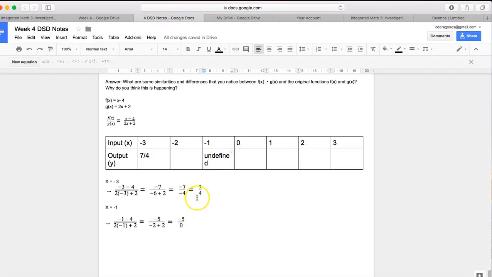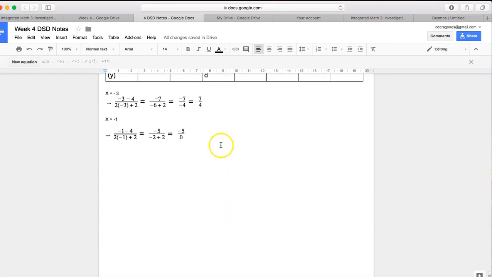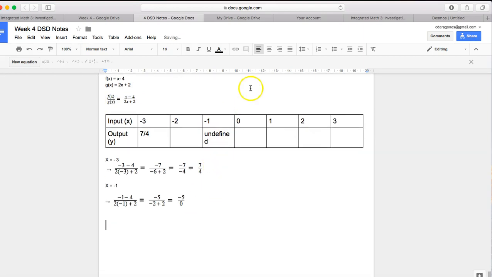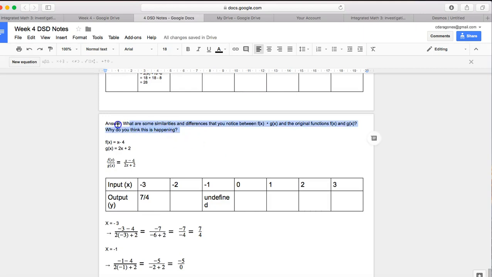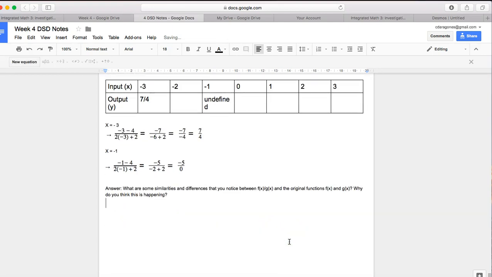So go ahead, do the same thing I did, but with your functions. Divide f divided by g. Do a table of values if you need to, graph this function, and then go ahead and answer the following question: what are some similarities and differences that you notice between f divided by g of x and the original functions f and g? Explain why you think this is happening. Write it all out in your notebook. And then when you're finished, go ahead and upload your work on DreamStudio.